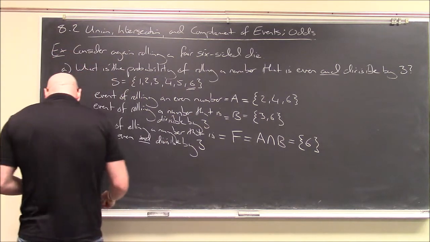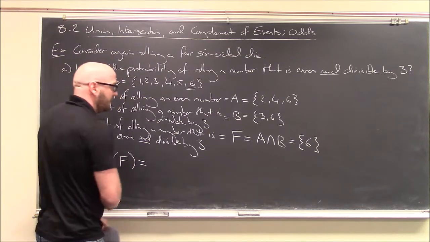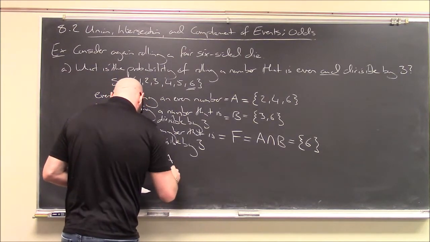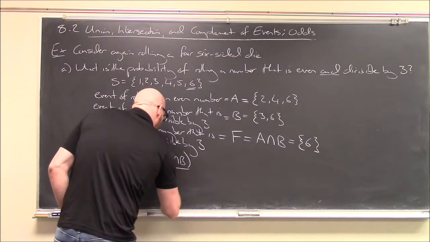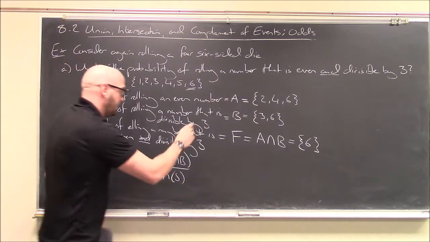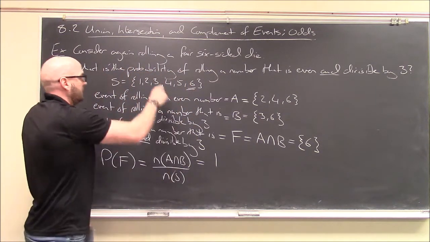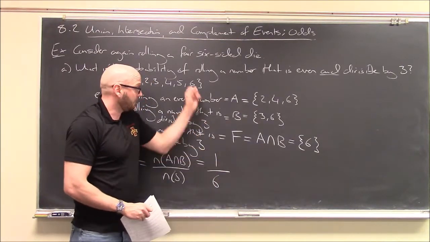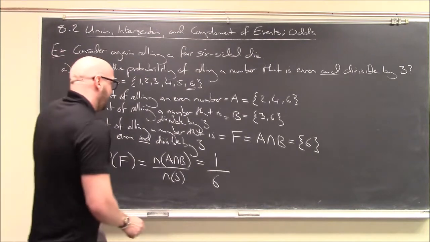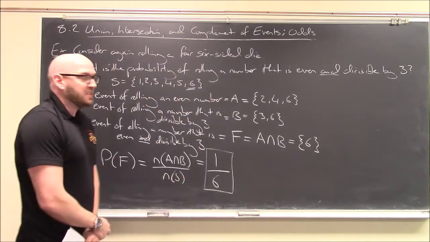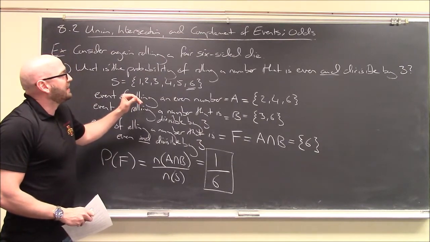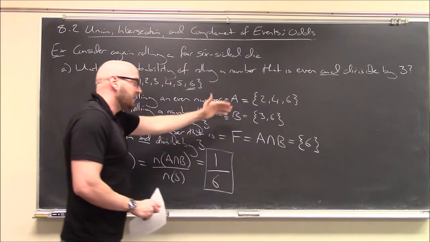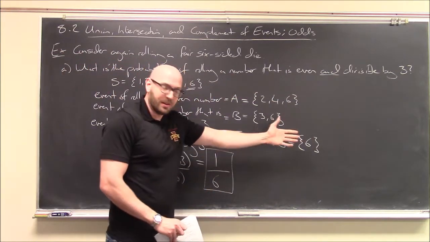But from here we can compute the probability, right? So the probability of this event F is the number of elements in F. So I'll write this as the number of elements in A intersect B over the number of elements in S. And we've just got one element in that set over the number of elements in S, 6. Again, not very surprising, right? We know the probability of rolling a 6 is 1/6. So computing probabilities of intersections of events is fairly straightforward. You just compute the intersection of the events and find the probability.